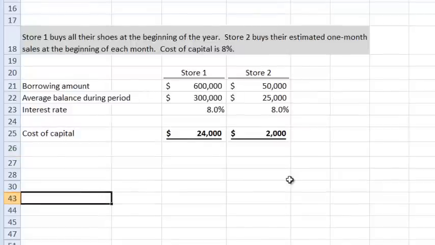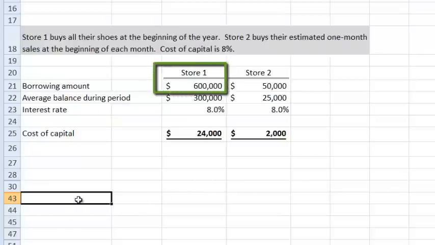Let's take a look at what their borrowing does to their costs. Store 1 is going to have to borrow $600,000 right from the get-go. That's 12,000 shoes times $50 a shoe. That's what they're going to have to pay to buy those shoes. And let's assume they pay in cash all up front, and that they have no idle cash sitting around. They're going to have to borrow the full amount. So store 1 is going to borrow $600,000.